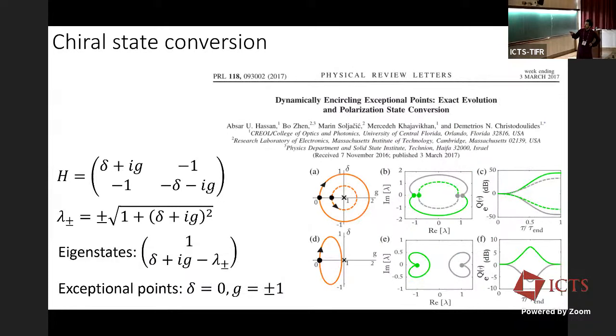But when we talk about chiral, people believe it's related to exceptional points. For example, in this work from 2017, people considered this Hamiltonian. These are the eigenvalues, eigenstates, and at some special values of the parameters, the eigenvalues coincide, and you can check that they become zero. So the two eigenstates collapse on top of each other, and therefore there is only one eigenstate for a 2x2 Hamiltonian. That's an exceptional point. And if you look at the eigenvalues, you go around the exceptional point, and there is a branch cut because of the square root. So you go around, and the eigenstates flip, they change their roles, and that's believed to be the reason for the chirality of this conversion.